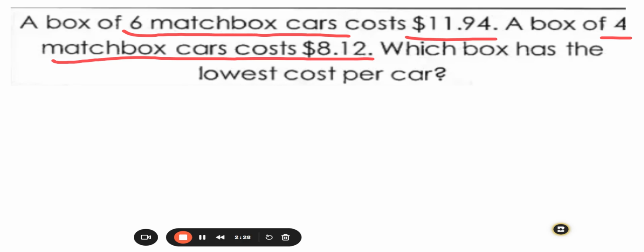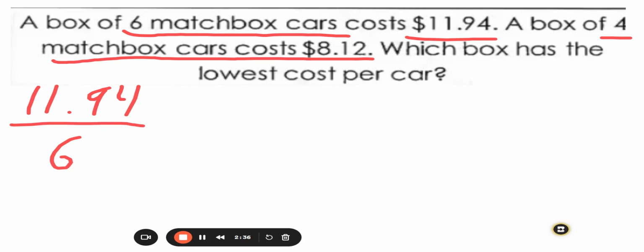So the way to solve this is I'm going to put my dollar amount on top, $11.94, over the 6 Matchbox cars that I get from buying that box. All right. So this is a fraction, right? This is a fraction. All a fraction is division. So all I'm going to do is type this into Desmos and divide it. So $11.94 divided by 6. And I end up with $1.99. So that means in this box of cars that I get, each car costs $1.99.